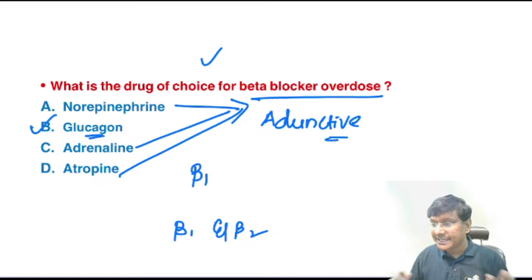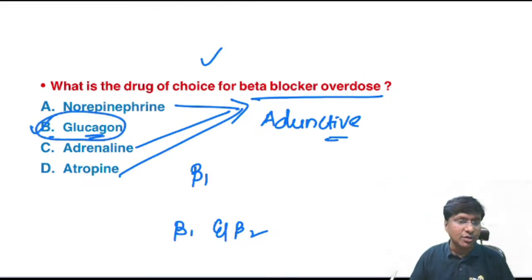Right, these drugs are used only as adjunctive drugs. But what is the drug of choice for beta blocker overdose? That is glucagon. Why are we giving glucagon as the drug of choice, even though we have sympathomimetic drugs like norepinephrine, and adrenaline is a sympathomimetic drug? But still, why are we giving glucagon?